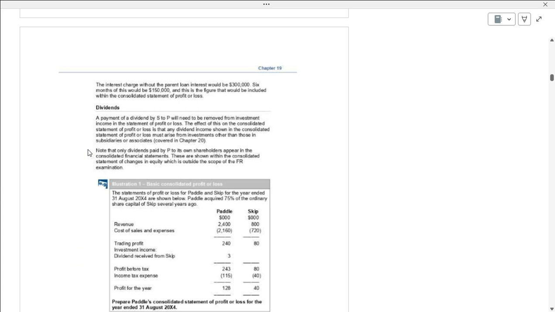In terms of dividends also, the dividend payment made by the subsidiary to the parent will need to be removed from the investment income, because previously you had the relationship of individual companies. Now after acquisition you will have the relationship of a parent and subsidiary, so there is no point of payment and receipts.